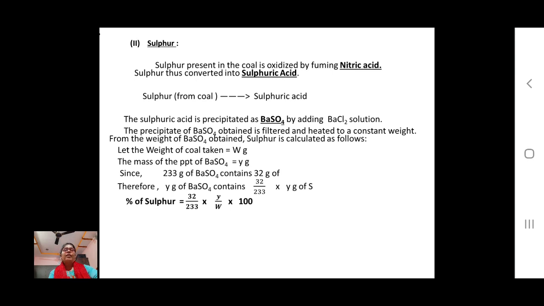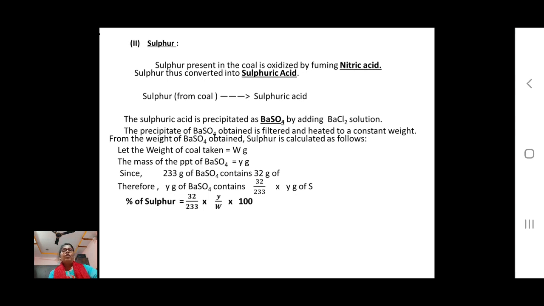Let the weight of coal taken be W gram. The mass of the precipitate obtained, that is of barium sulfate, is Y gram. Since we know the molar mass of barium sulfate is 233, 233 gram of barium sulfate contains 32 gram of sulfur. There is a misprint, 32 gram of sulfur should be there. Therefore, Y gram of barium sulfate contains 32 divided by 233 multiplied by Y gram of sulfur.